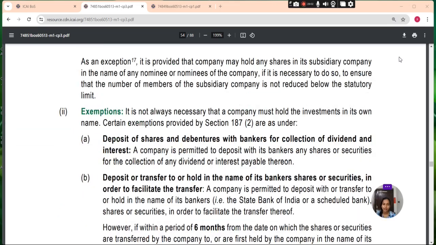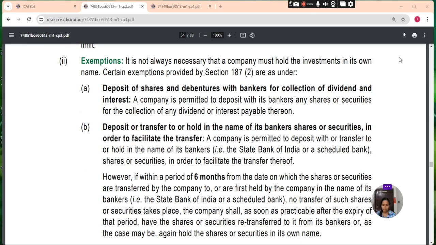After that come the exemptions. It is not always necessary that a company must hold the investment in its own name. Certain exemptions provided by Section 187 subsection 2 are as under. First, the deposit of shares and debentures with bankers for collection of dividend and interest.